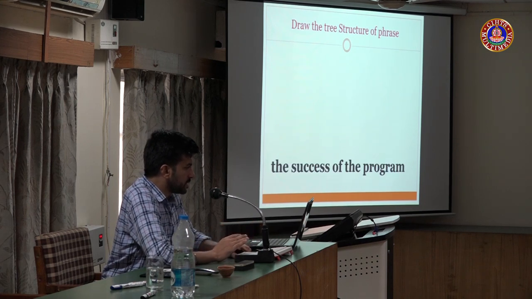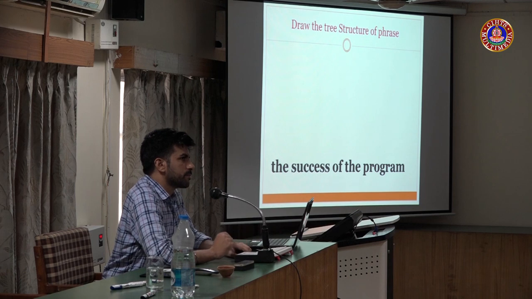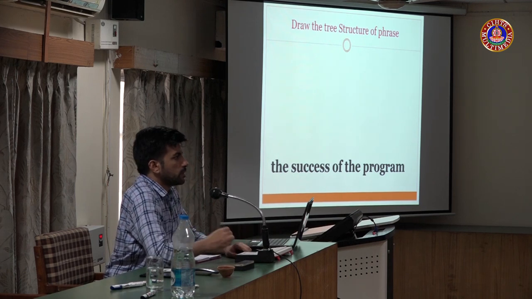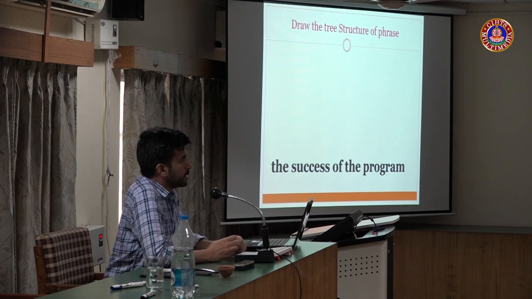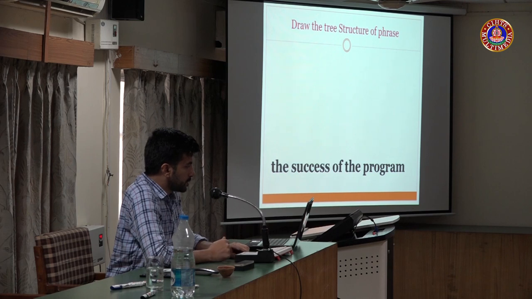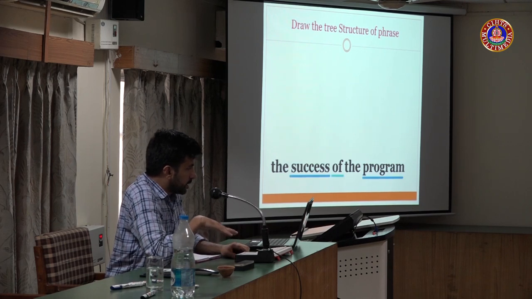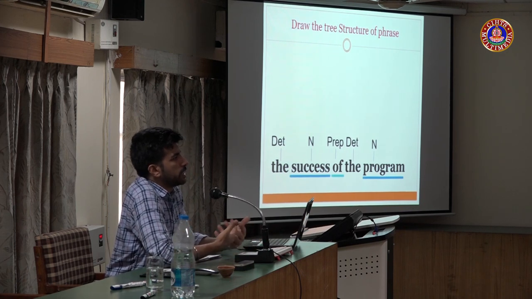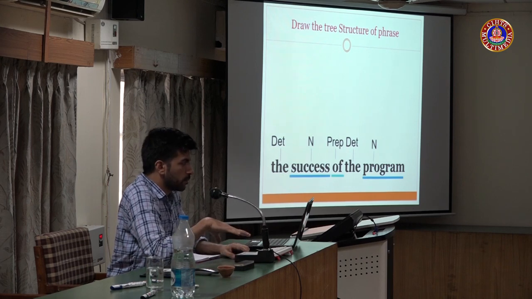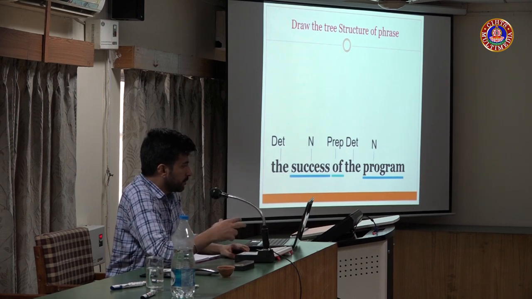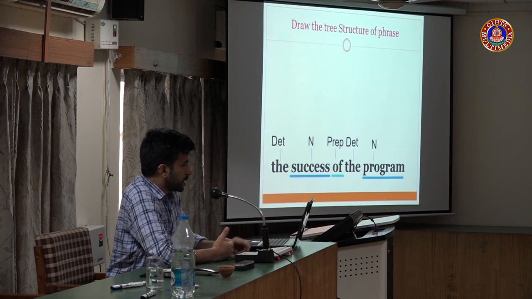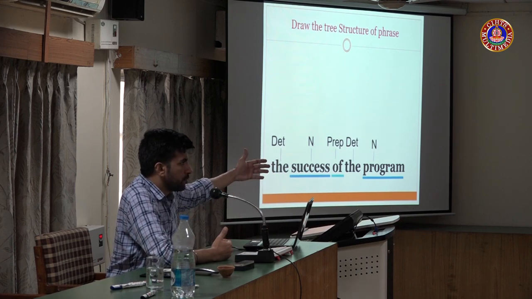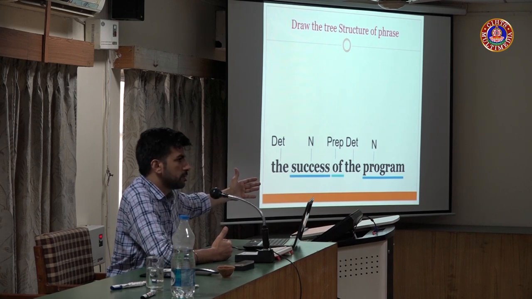Simple. "The success of the program," success is the noun. What is "of the program"? "Of the program" will not be a preposition but a phrase. I mean, a preposition will be only one word, but "of the program" will be the prepositional phrase. So first we just underline and label them. You should write this because there are exercises we'll be doing with some longer sentences. We have two determiners, two nouns, but the last one, "the program," is the noun phrase, and "of the program" is the prepositional phrase.